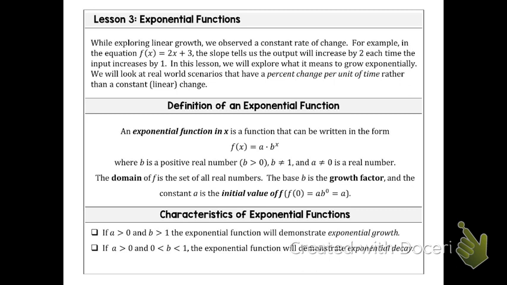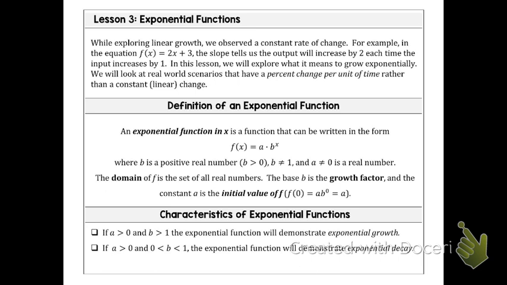All right, so while exploring linear growth, we observed a constant rate of change. For example, in the equation f of x equals 2x plus 3, the slope tells us the output will increase by 2 each time the input increases by 1. In this lesson, we will explore what it means to grow exponentially. We'll look at real-world scenarios that have a percentage change per unit of time rather than a constant linear change.